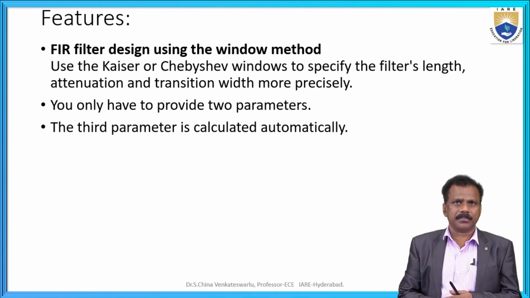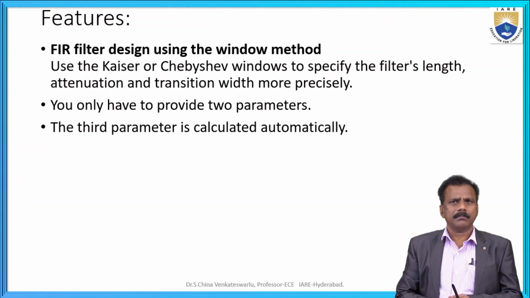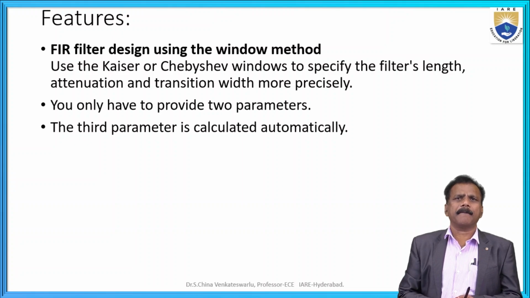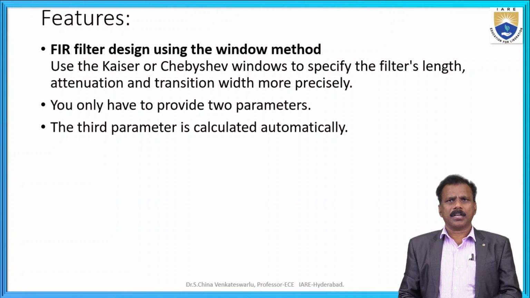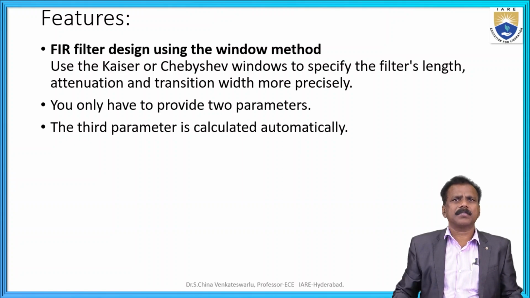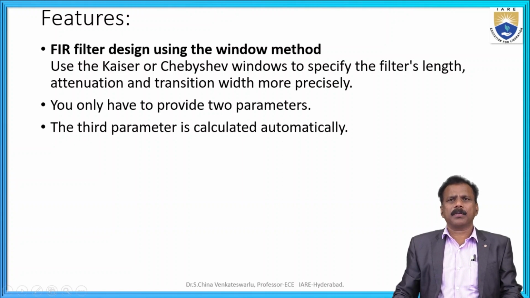Finally, using these features, you can analyze which one is the best. Previously, we used only the rectangular window and the Blackman window. We have seen that in future we can also design using the Kaiser or Chebyshev windows to specify the filter's length, attenuation, and transition width more precisely. So you only have to provide two parameters. The third parameter is calculated. Finite impulse response filter design using the windowing method.